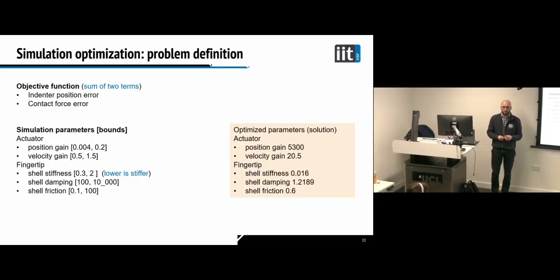To do this, we define some parameters that we want to optimize. For example, the actuator position gain and velocity, and we define some constraints. And for the fingertip, for example, the stiffness, damping, and friction of the shell. We perform a Bayesian optimization, and we get some results: the parameters that minimize the objective function.